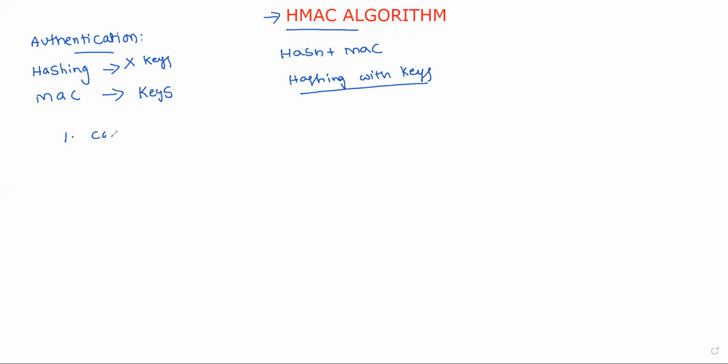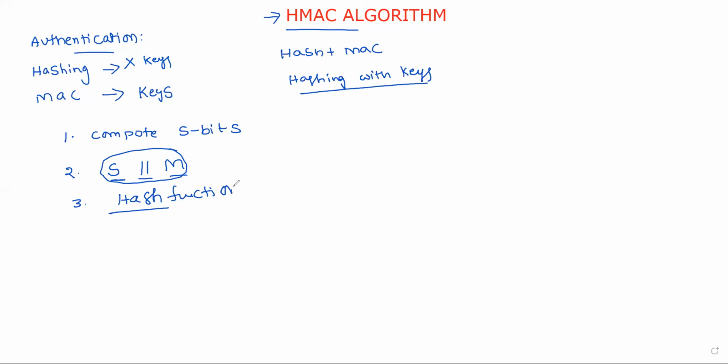First step, we have to compute S bits. After computation of S bits, append the S bits to the plain text message, and then perform the hashing operation. That is, after appending the S bits to the plain text, you have to apply the hashing function.